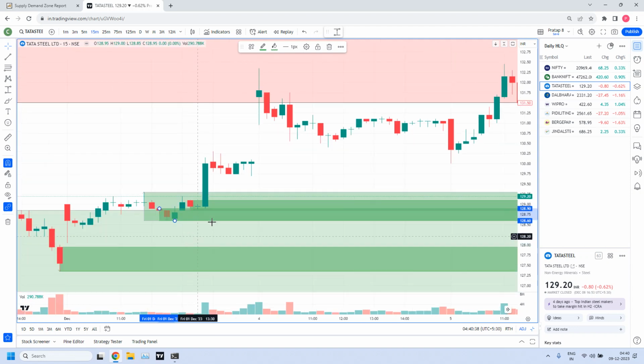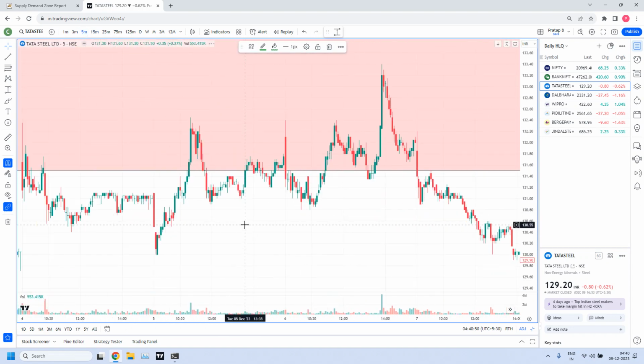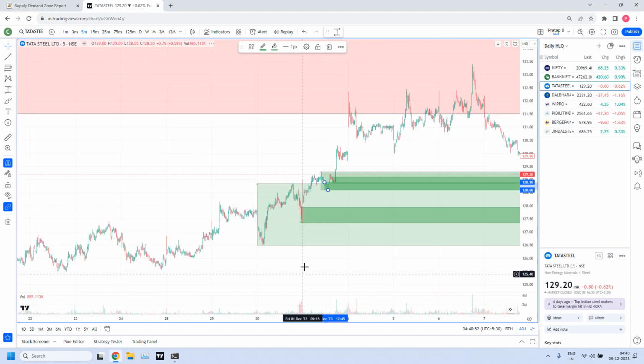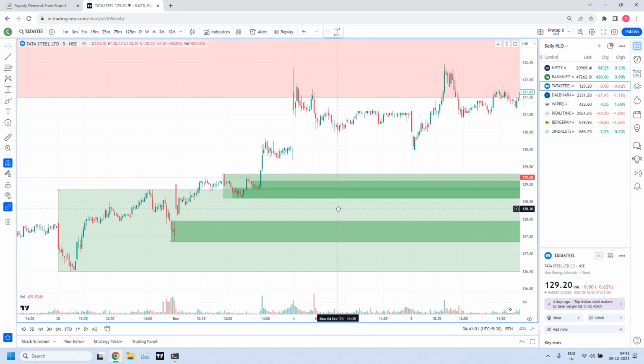Okay, but whatever it is, we have a 15-minute zone inside 75. But what we have to do for fine tune, we will go to 5 minutes, because 5 minutes always brings better clarity to understand the structure. Always remember, structures are very important. Understanding the structure of the zones.